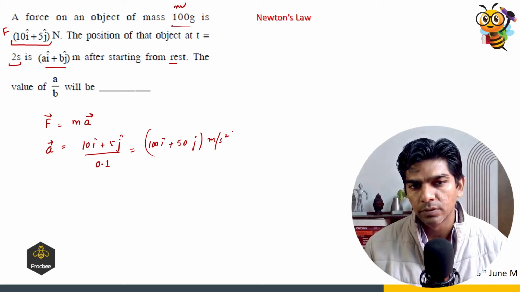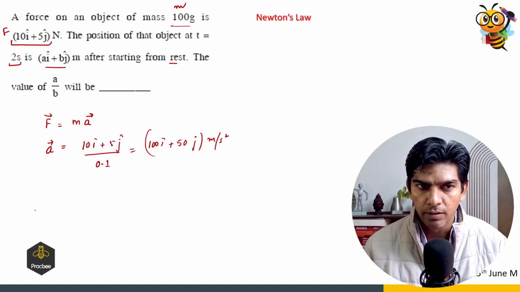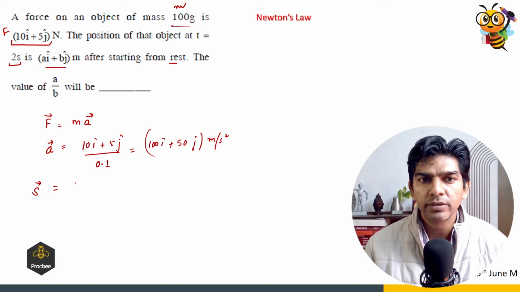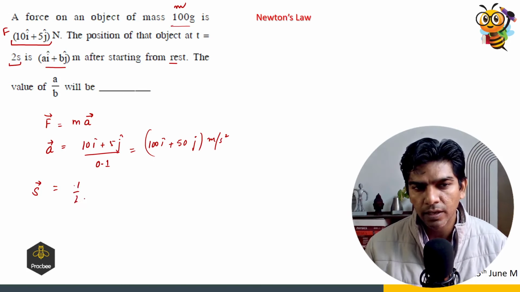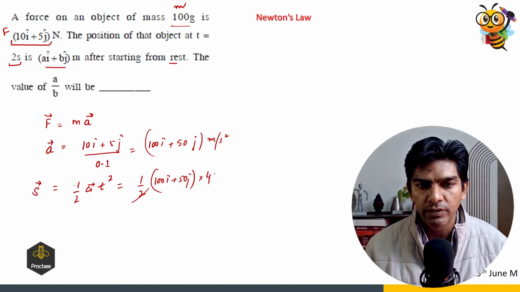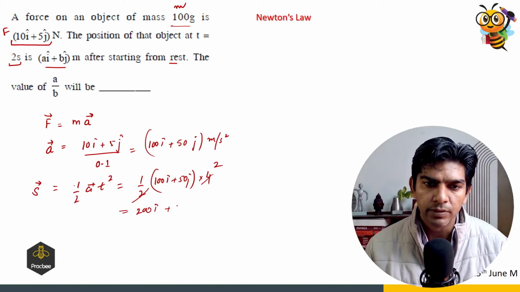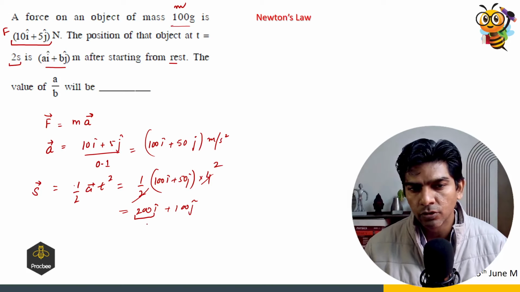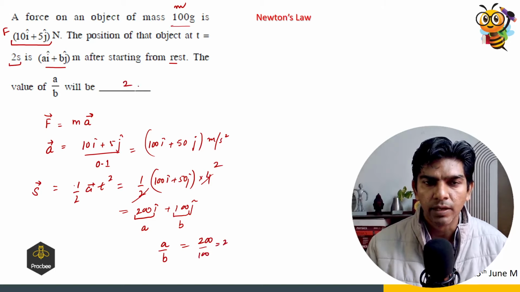Now we want to find the position and this acceleration is constant. So now we can apply kinematics. So position, S can be given as, and I'm assuming it is starting from the origin, right? Initial velocity is 0. So half a t square. So this will be half times (100 i cap plus 50 j cap). T is 2, so t square will be 4. So this will give us 2. So it comes out to be 200 i cap plus 100 j cap. So we got the position, where i component will be A and the j component will be B. So A by B we have to calculate, which comes out to be 200 by 100, which is 2. So 2 is the answer.